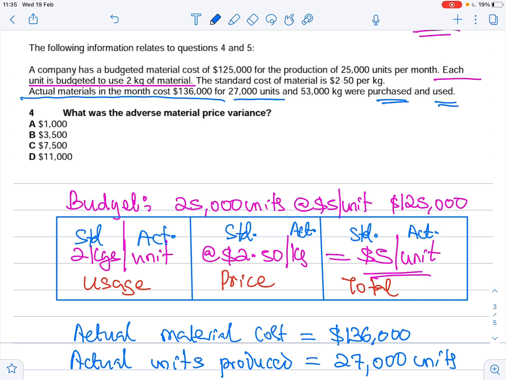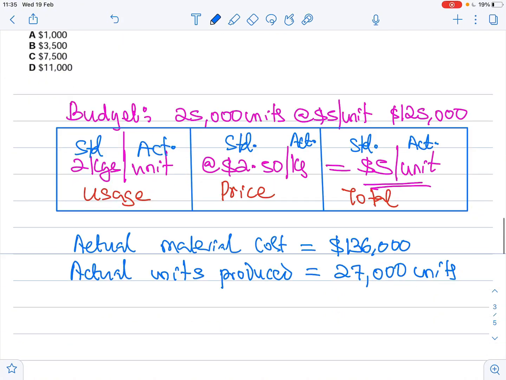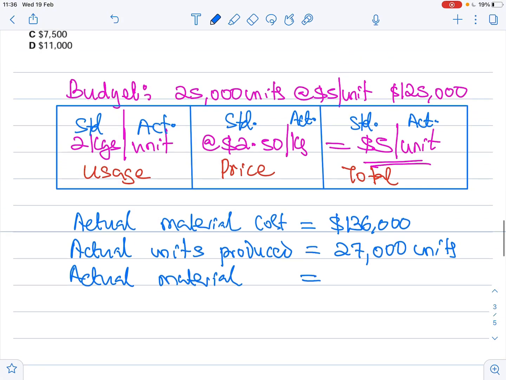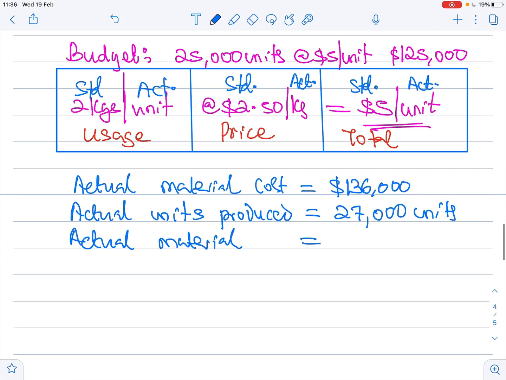Okay, so that's kgs. Let's call that material. So that's our actual material. The actual material is 53,000 kgs. All right.